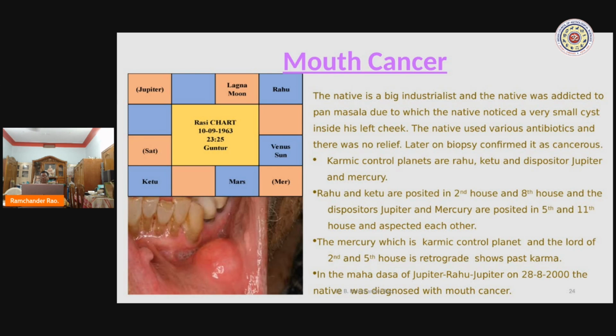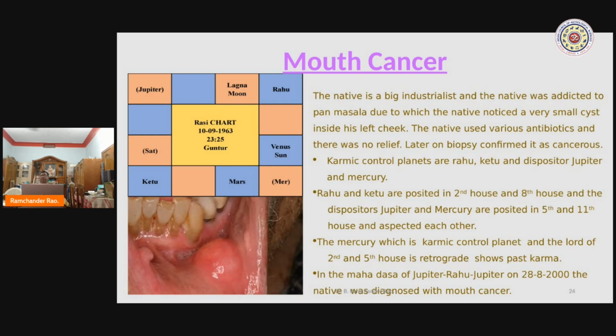This is the habit of most of the industries, and I have seen most of the business people chewing it, and very few of the routine people. The karmic control planets are Rahu and Ketu, and the dispositors are which? Here the Lagna is Taurus, the second house has Rahu, and the eighth house is occupied by Ketu. The karmic control planets will become Mercury and Jupiter. So Rahu and Ketu are positioned in the second and eighth house, and Jupiter and Mercury are positioned in the fifth and 11th house and aspect each other.